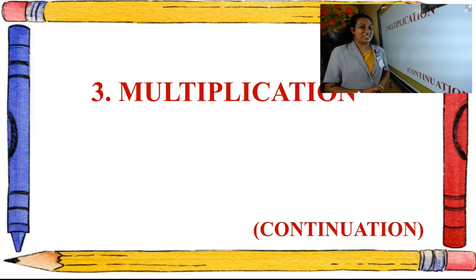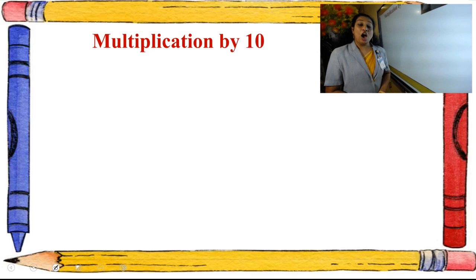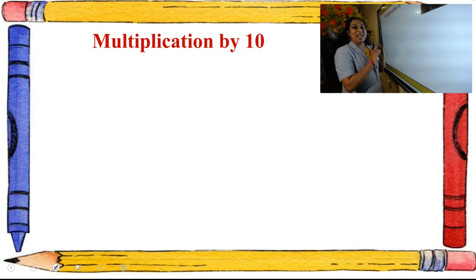So the previous day, Suni teacher took multiplication, isn't it? So we will continue with multiplication. Clear? So today we are going to learn how to multiply a number by 10, 100, 1000. Then by 20, 30, 40, 50, 60, 70, 80 and 90. Clear? So multiplying by 10, 100, 1000 and all the tens from 20 to 90. So let us see how to multiply it.